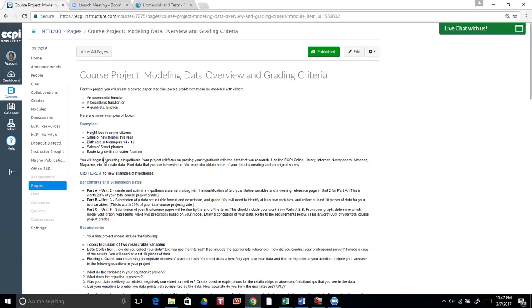Now this, you can see if you can find information. If you're dealing with bacteria growth, that's going to take some digging to find the data for it. Okay, so again, with part A, you are to submit your hypothesis statement, your title, your 2 quantitative variables, quantitative meaning measurable, and a working reference page for this one. All right, and that's just part A, and that'll be due Sunday.